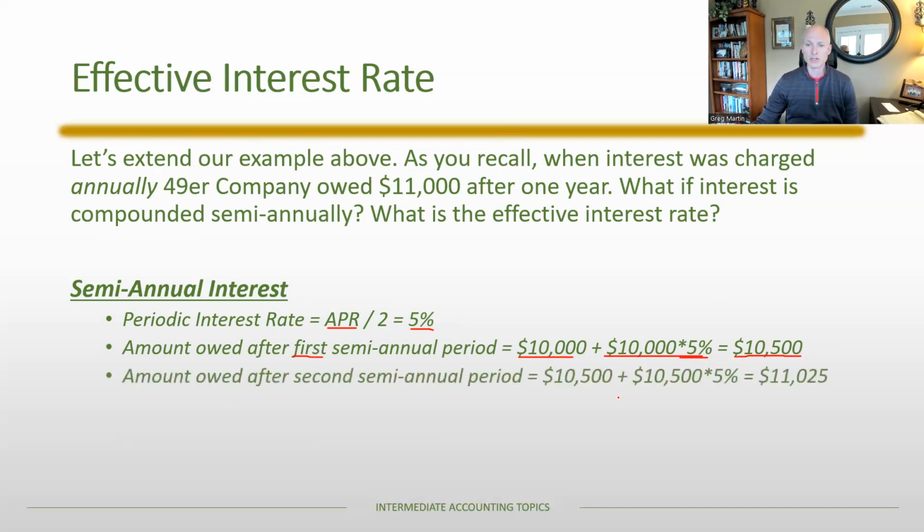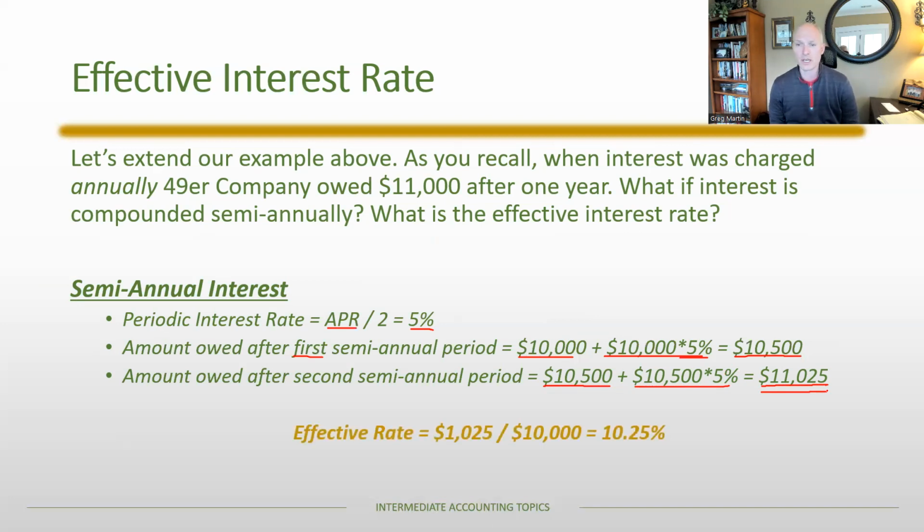After the second semi-annual period, not only would we owe the $10,500, but now we owe another 6 months of interest on the $10,500 that we previously accrued. And so now the total amount that we would owe after 1 year, instead of $11,000, notice that it's $11,025. Again, because we are compounding interest more frequently, what we're going to owe is going to grow more. And so then the effective rate is 10.25%, not just 10%. And again, that is the effect of increasing the frequency by which we compound interest.